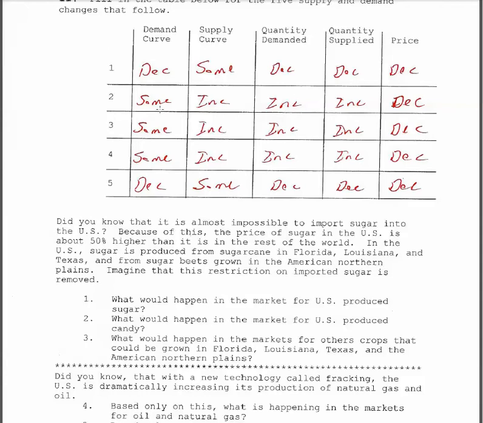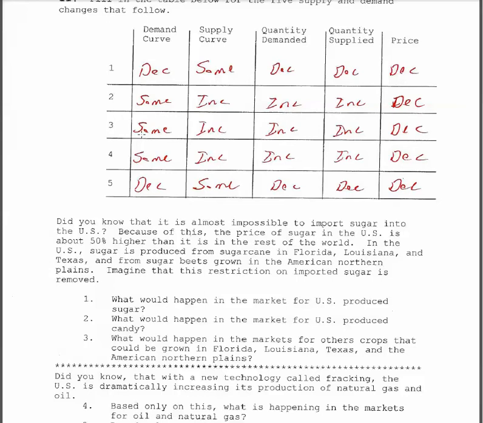In the second one, what would happen in the market for U.S. produced candy? Well, you have to realize that sugar is a major input in the production of candy. I hope all of you would know that. And sugar is going to get cheaper, whether it's American sugar or foreign sugar. It's suddenly going to be cheaper in the United States. So that's an input, right? Price of inputs. So the supply curve increases, quantity demanded increases, quantity supplied decreases, and the price will fall.